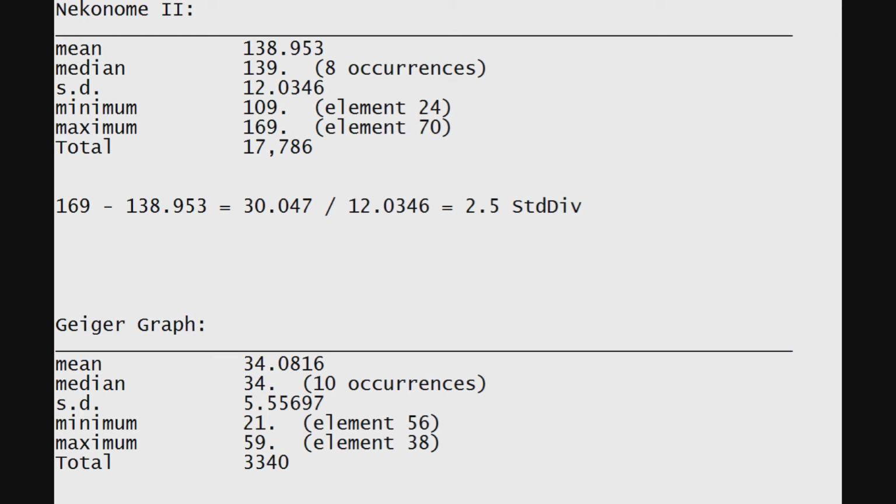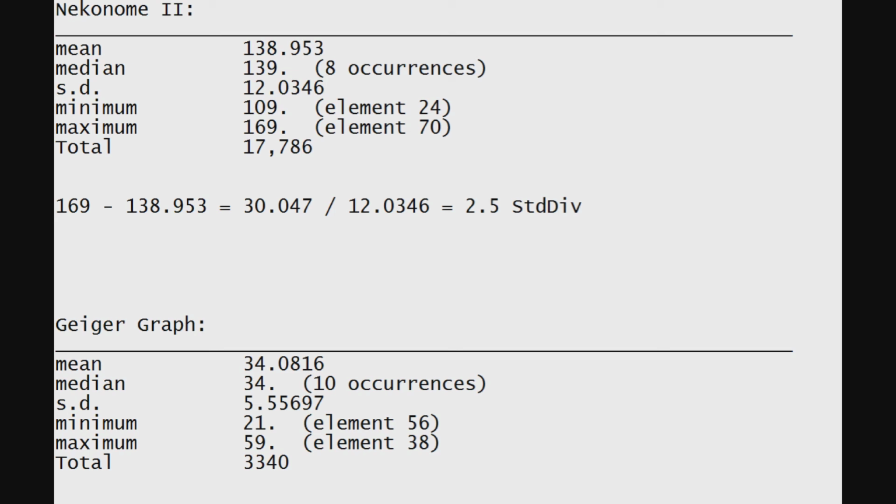By the way, if you look down at the Geiger graph where it says that the maximum is 59 and at element 38, that happens to be also exactly at 2:24 p.m. on the dot. 2:24 p.m. where I live is also 18:24 UTC, which is when the coronal mass ejection hit. Now, notice that below in the Geiger graph, your standard deviation is 5.5, give or take, with an average background reading of 34.0816 counts per minute, with a total of 3,340 counts detected. Not as much, but that's all right. You get a lot more off the scintillator.